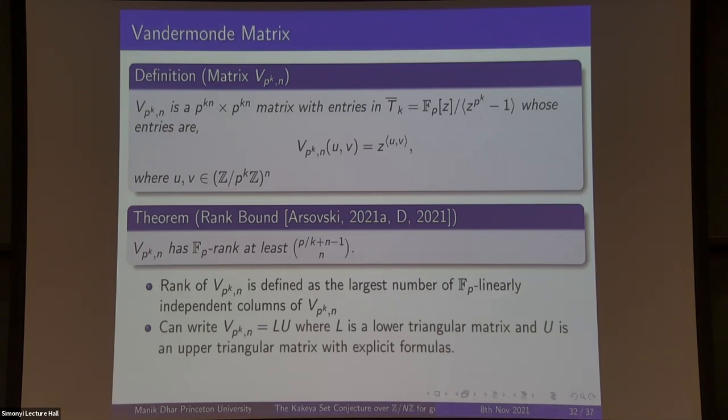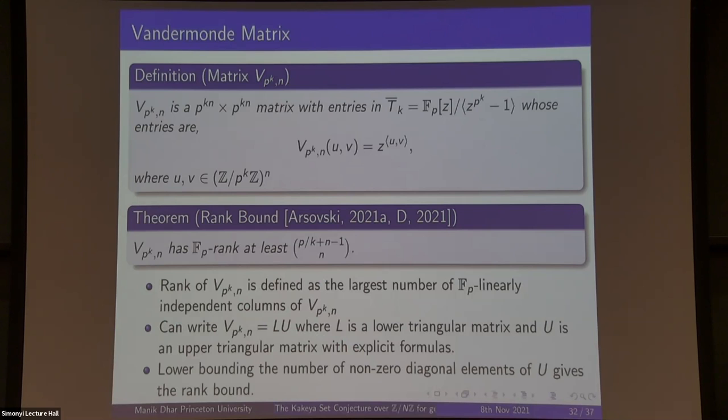All right. Now, I will not talk about the proof here, but let me just give you a taste. This matrix V is quite literally the Vandermonde matrix in this variable Z. This thing has a very explicit LU decomposition. L is lower triangular, U is upper triangular, with a very explicit formula. So all you need to do is figure out the number of non-zero entries in U to lower bound this rank. I will not do that here.